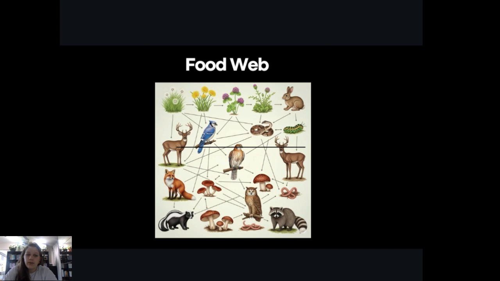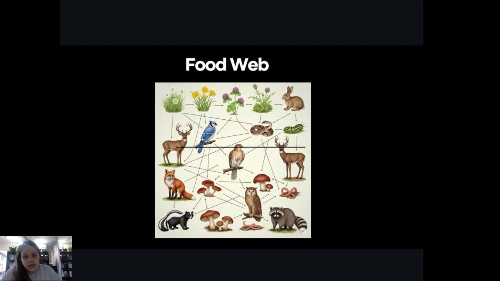Now, here's a food web I created based on the organisms I observed. Here are the producers in mine: grass, dandelions, clover, and some other wildflowers. Primary consumers in here are the rabbit, deer, and caterpillar. Secondary consumers in here are the blue jay, garter snake, raccoon, and skunk. Tertiary consumers in here are the owl, fox, and red-tailed hawk.